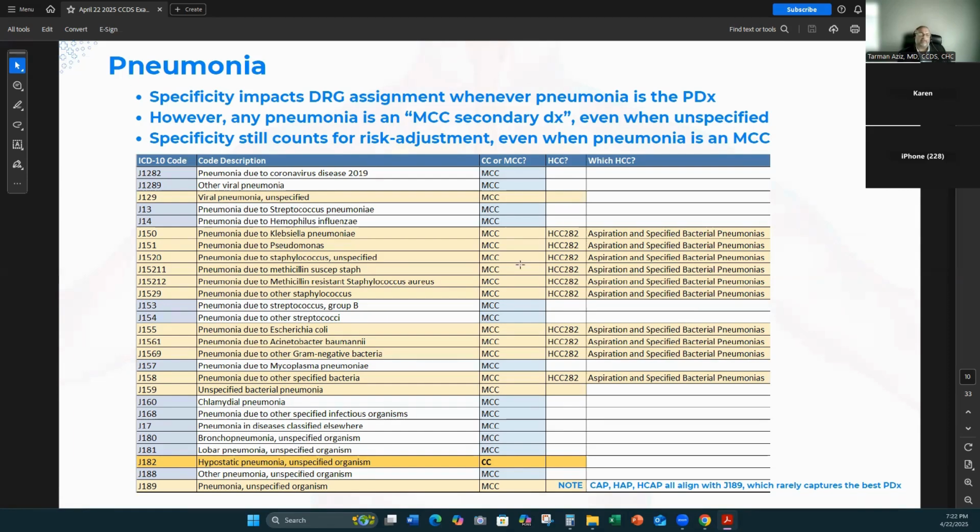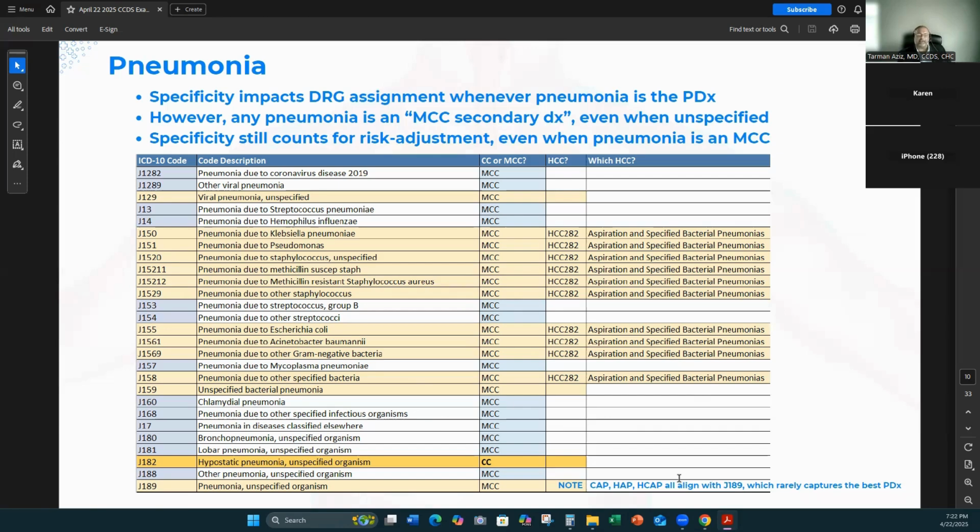But in general, pneumonias are MCCs. And you can see that still it would be worth specifying some of them. For example, that J150 to J1529, these all group to HCC 282, as do some of these down here. The aspiration and specified bacterial pneumonias are a part of the HCC system.